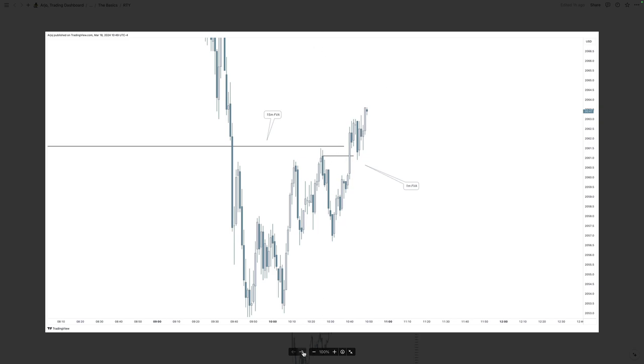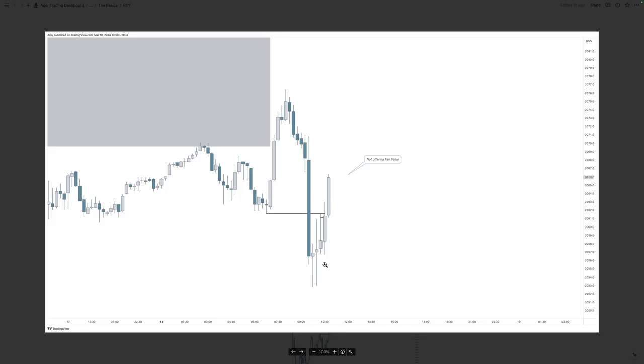So after that, every 1-minute fair value area right there is what we can actually continue higher off of. Here, we are not necessarily offering fair value, I would argue, at that moment in time. So potentially, longs could be interesting. Now, what do we see after that?